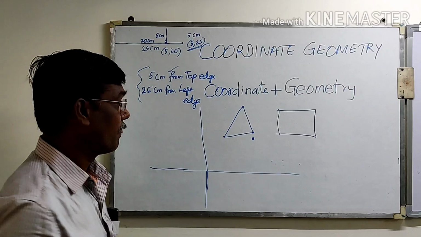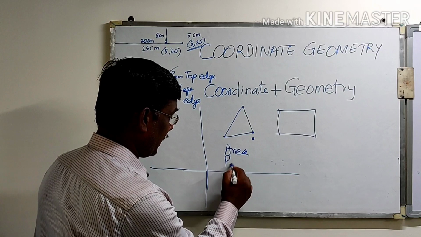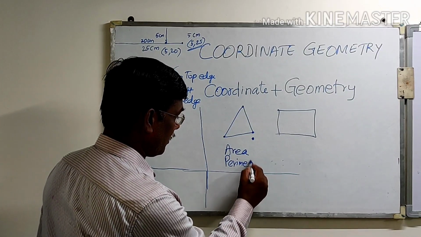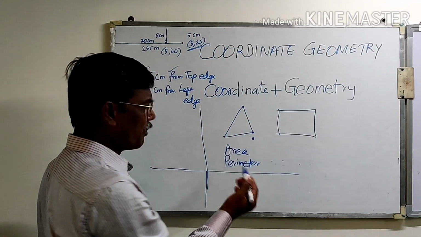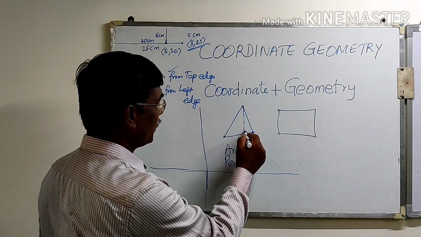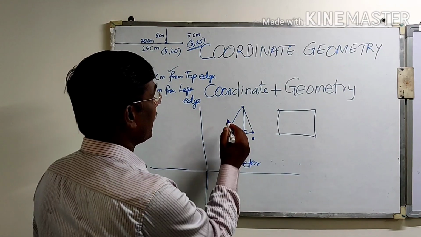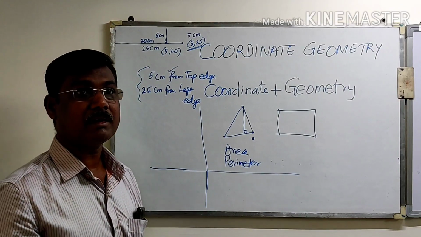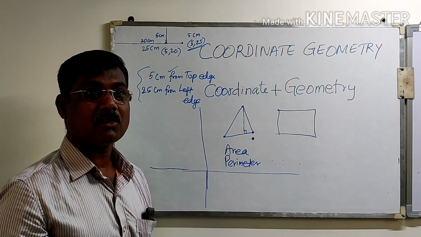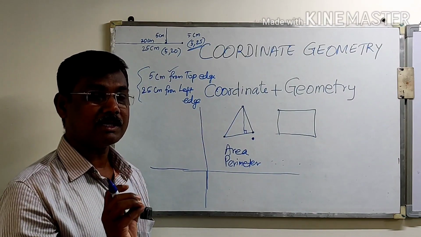Properties means what? Properties means area, இதோட area கண்டுபிடிக்கலாம், perimeter கண்டுபிடிக்கலாம். So many things. We can find the altitude, உயரம் எவ்வளவுன்னு கண்டுபிடிக்கலாம். And using coordinate geometry we can study or verify the proofs of some theorems.